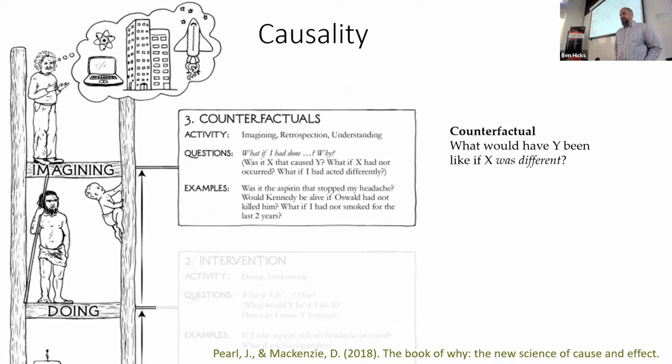The top level of Pearl's ladder is the counterfactual level. And this is more about looking back on when interventions have happened. So for instance, what if the library had been shut last year? What would the impact have been? So this is about asking what if questions, imagining different scenarios.